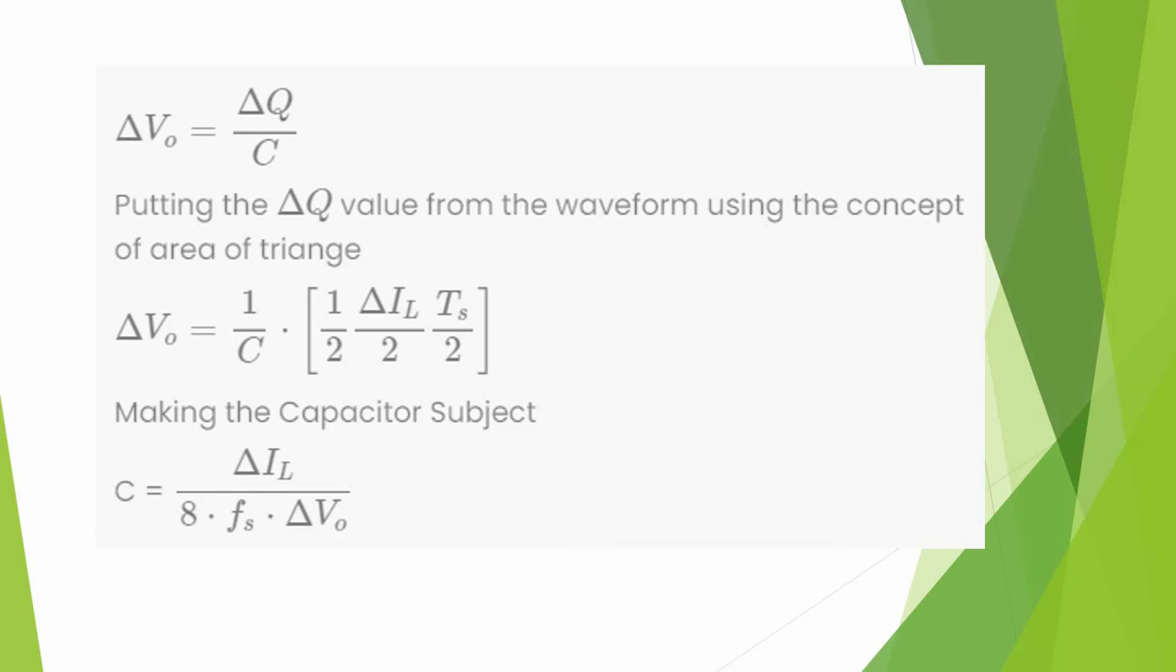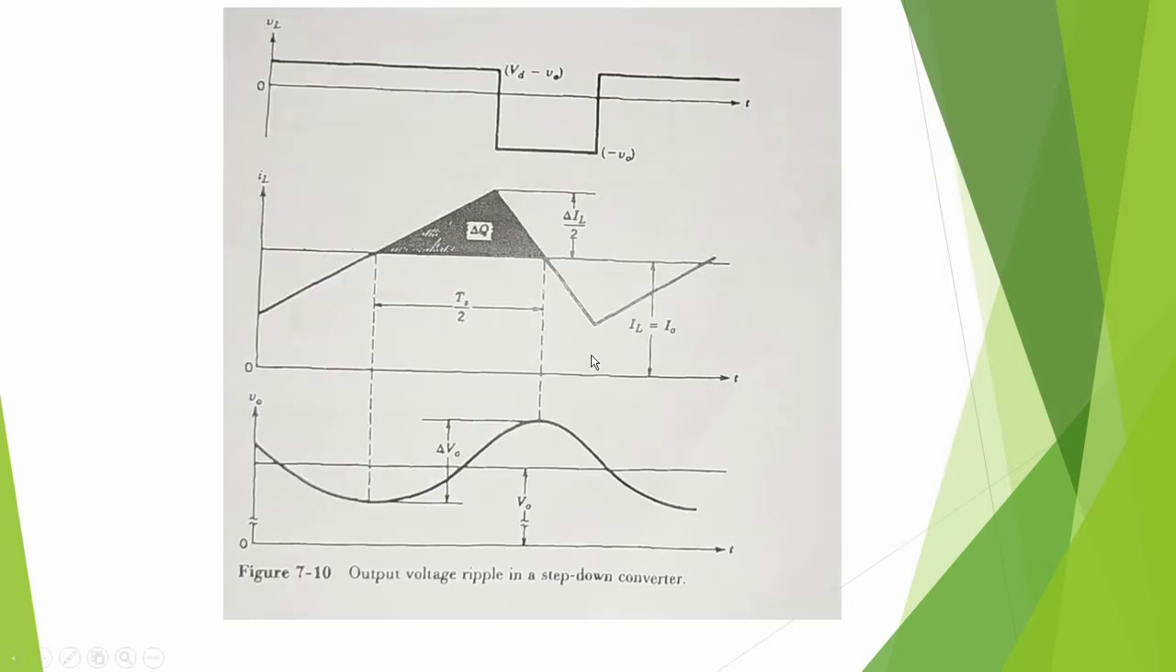The next part is to determine the value of the capacitor. We know the simple relation between voltage, charge and capacitor. So here we will take delta V naught is equal to delta Q divided by C. Here we can find out the delta Q using the waveform. Let's see the waveform. Here we have inductor voltage, inductor current and output voltage. During the on period, the inductor current will increase till the peak. After the off period, it will decrease till its minimum point.